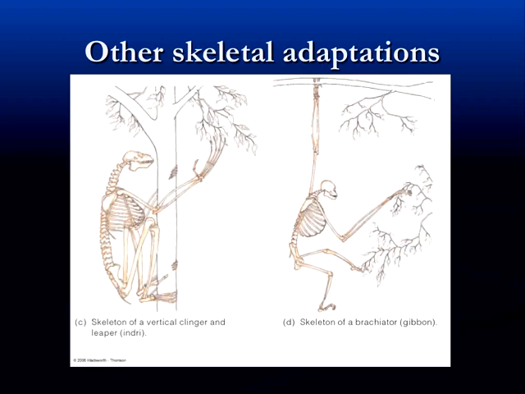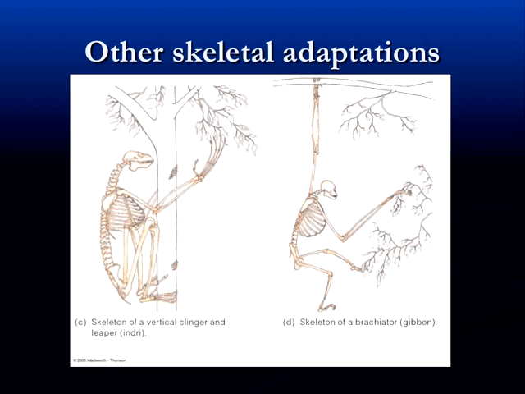Speaking of vertical clingers and leapers, here's one in a skeleton. It shows you the long back legs as well as the position they start in. They too tend to have very long digits for grasping around larger trunks of small saplings and other trees. This is the skeleton of a brachiator, which is on the other end. These are the two extremes skeletally.